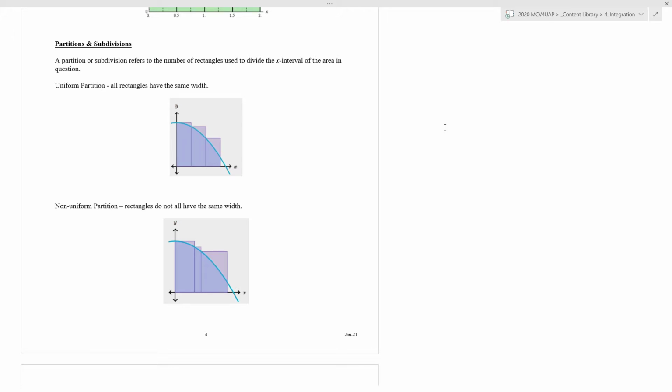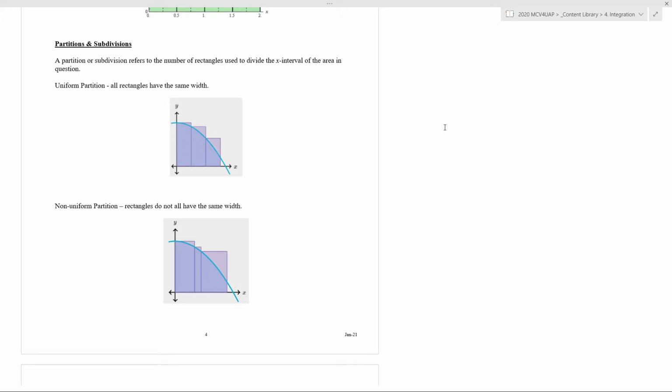Now there are 2 types of partitions you can use. One is a uniform partition. All that means is all the rectangles will have the same width. That is the more common one, and it's the one that we'll use most of the time, if not all of the time. But there's no rule that says that all these rectangles have to have the same width. We could use a mixture of wider rectangles and skinnier rectangles. That would be fine as well. That would be referred to as a non-uniform partition, so the rectangles do not have the same width.